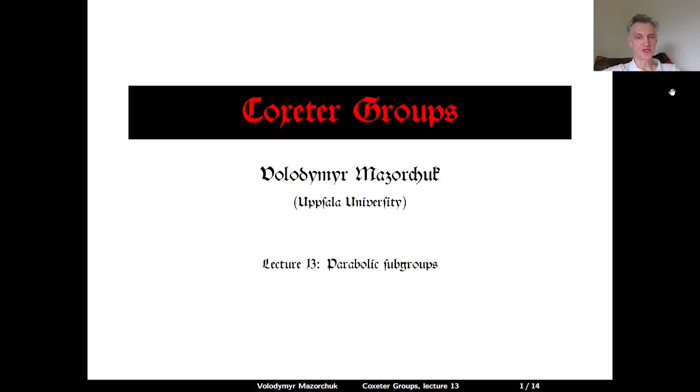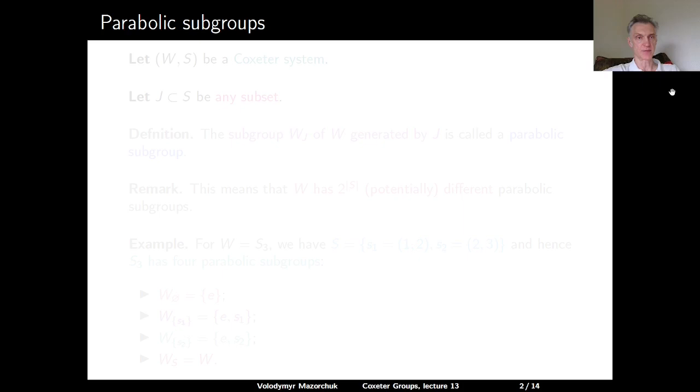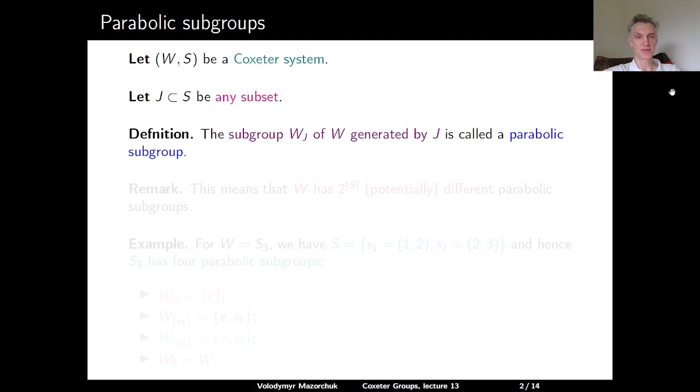Coxeter Groups, Lecture 13, Parabolic subgroups. So let (W, S) be a Coxeter system, and let J be any subset of S. Definition: the subgroup W_J of W generated by J is called a parabolic subgroup.